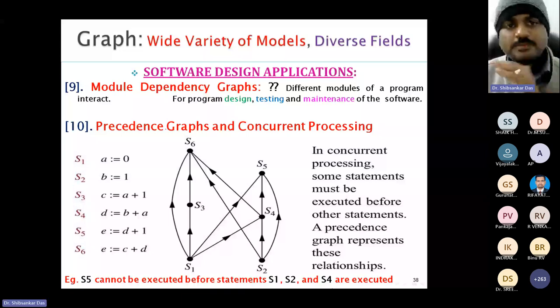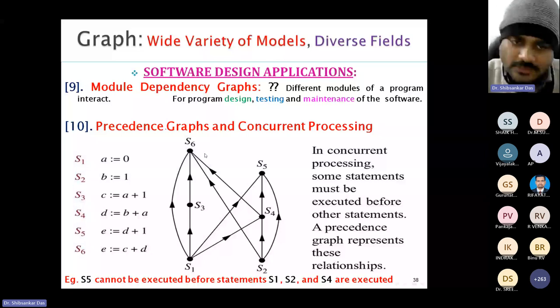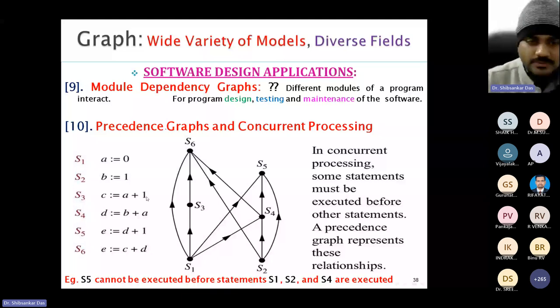Next, the precedence graph for concurrent processing. Those who have an idea of processes in an operating system know there is a combination of several processes. This process depends on that one. Unless S1 is executed, S3 will create an error. So this is a module dependence precedence graph. This is an example of a precedence graph.